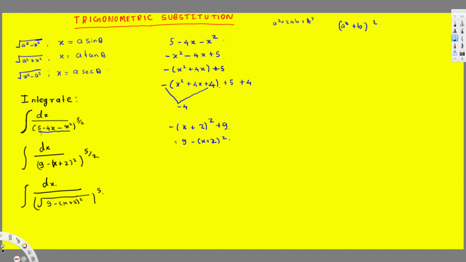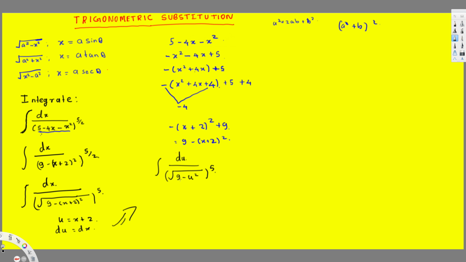And if you notice right here, the derivative is on the top, so I can do the u substitution. If I pick u as x plus 2, derivative is going to be dx. Now I can write this one in terms of u. So that is going to be integral of, instead of dx, I am plugging the du. So this is going to be du over square root of 9 minus u square power 5.